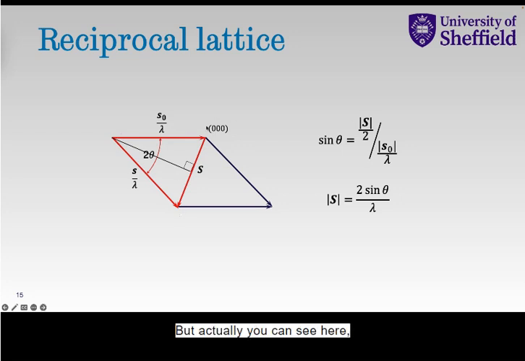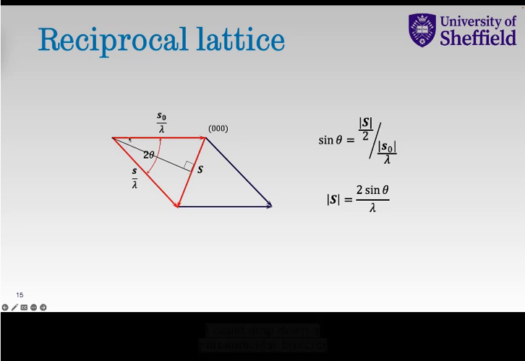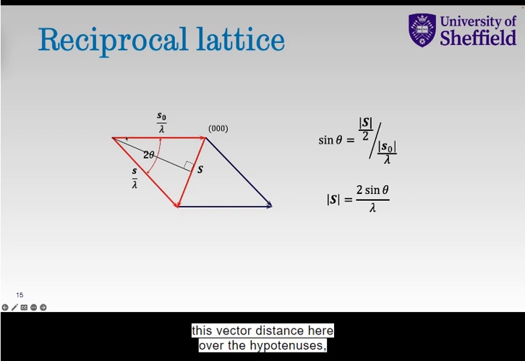But actually, you can see here, I could divide this isosceles triangle by dropping down a perpendicular bisector here and just have 2 right angle triangles. And within this right angle triangle, what I could say is sine of theta, which is just going to be that angle there, is going to be equal to the opposite, which is going to be half of this vector distance here, over the hypotenuse, which is going to be that distance there. So I could write sine theta is equal to mod S over 2 over mod S0 over lambda. Well, S0 is just a unit vector, so that's going to be equal to 1.